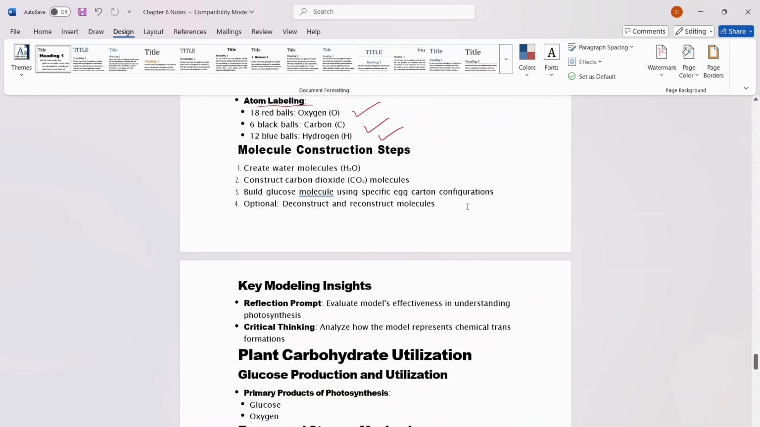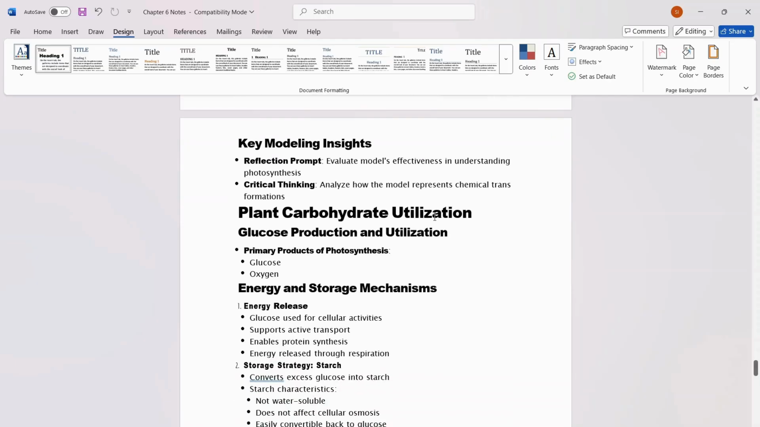Now, construction steps: create water molecules H2O, construct carbon dioxide molecules, build a glucose molecule using a specific egg carton configuration, then deconstruct and reconstruct for practice. Key modeling insight: reflection. Evaluate the model's effectiveness in understanding photosynthesis, analyze how the model represents chemical transformation. Now, let's talk about plant carbohydrate utilization.